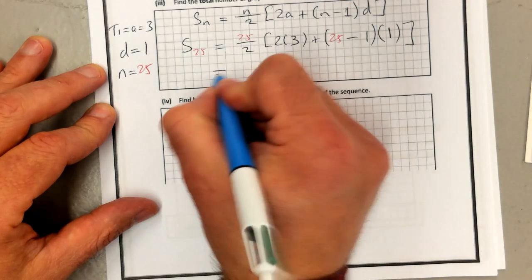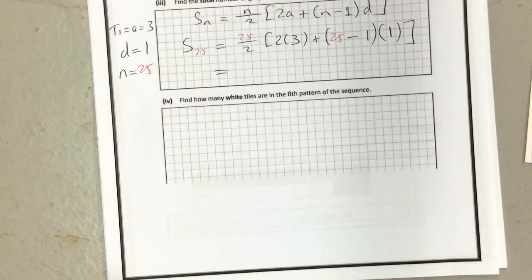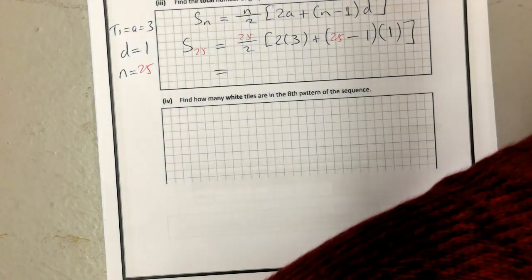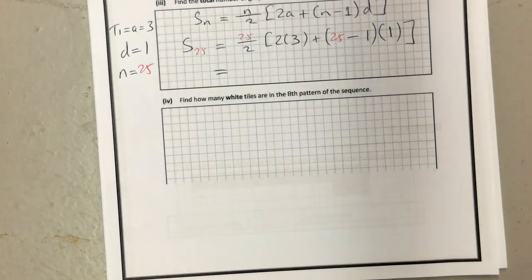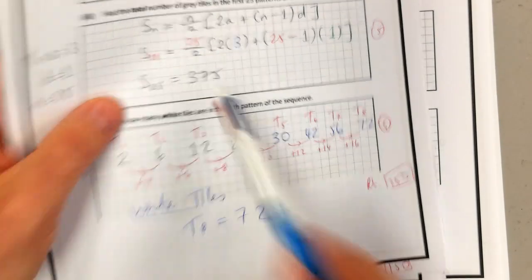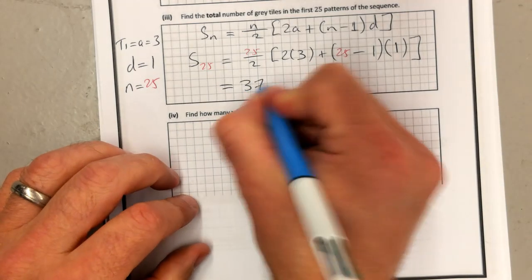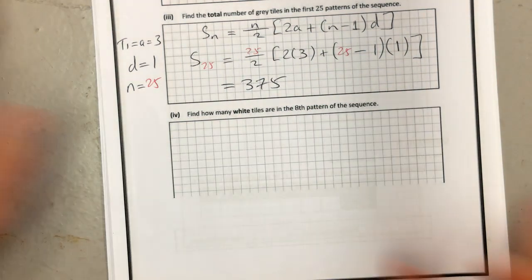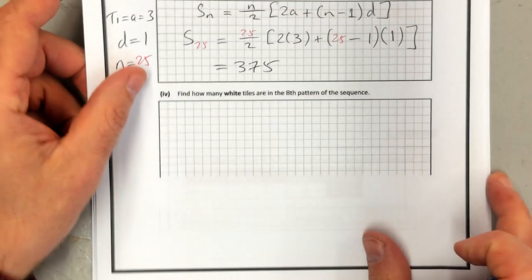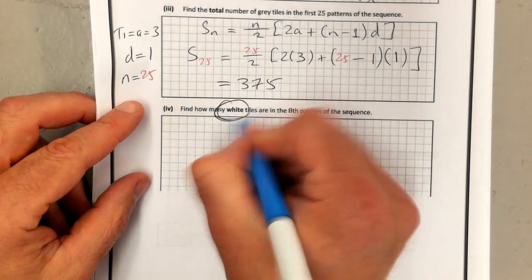So bang that into the calculator, lads. Bang it in there, and what do you get? I've got my marking scheme here behind the bonnet. Bang it into your calculator, and you get 375. That is the total number of grey tiles. 375.